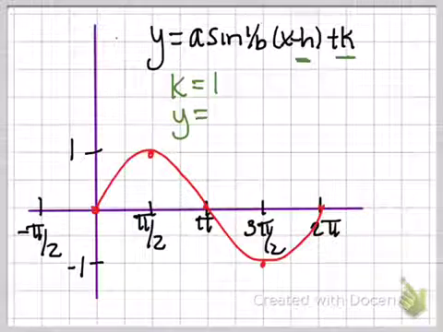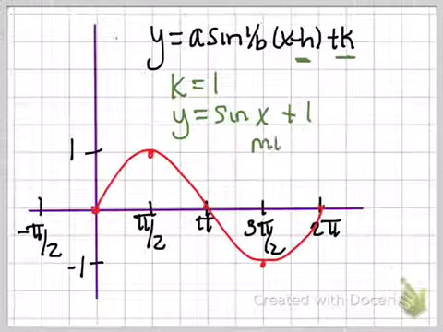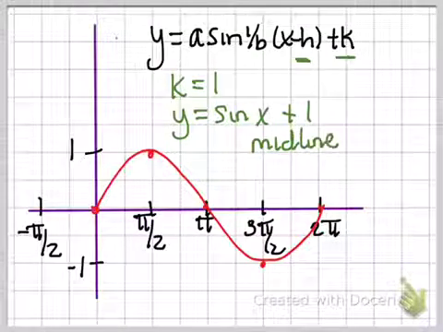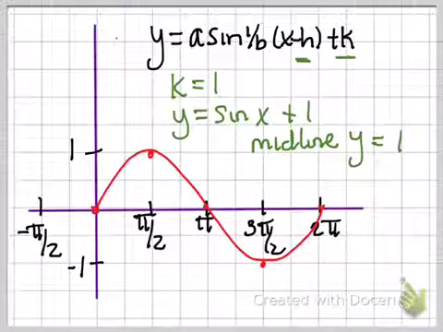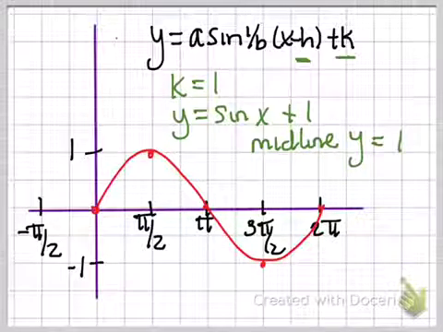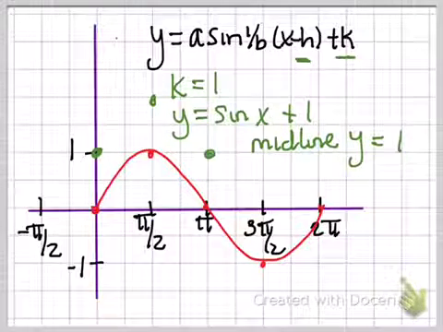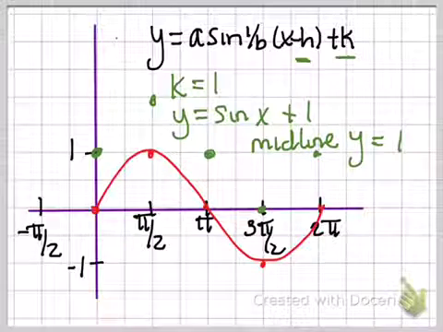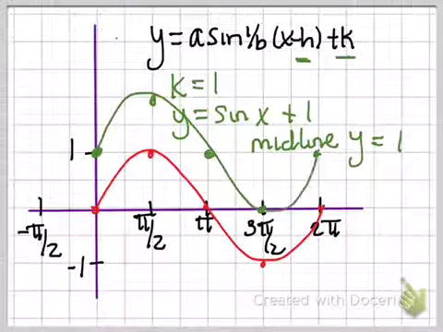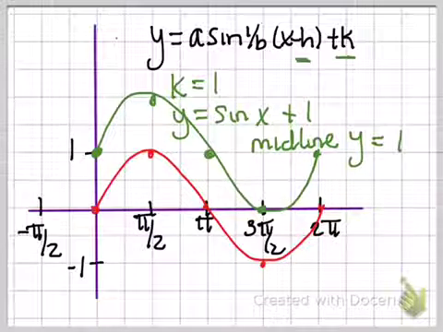So graphing something like sine x plus 1, the midline, which is halfway between the top and the bottom, would then be moved up to y equals 1. So all we do is take each of those 5 points and move them up 1 unit. So the graph is going to look something like this. Now we have graphed y equals sine x plus 1.